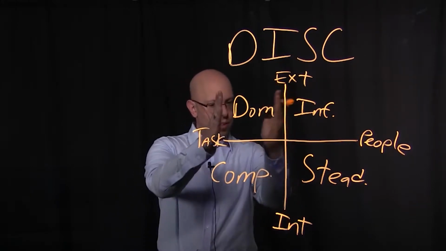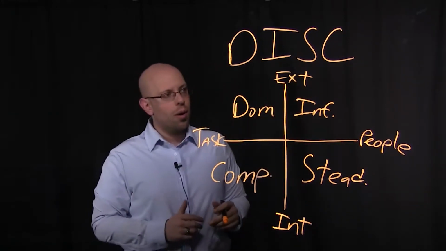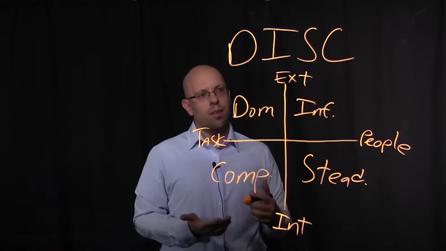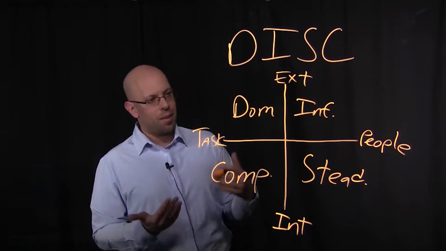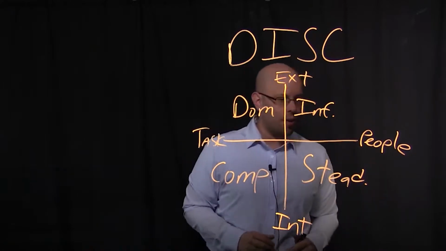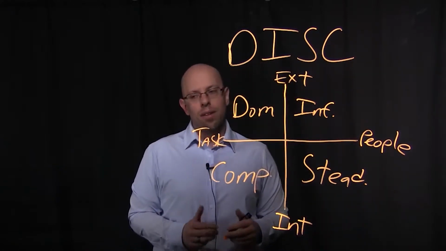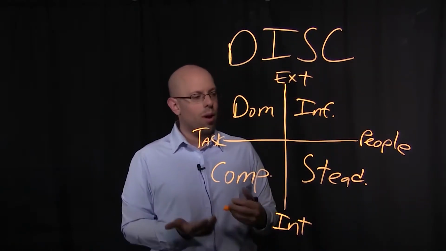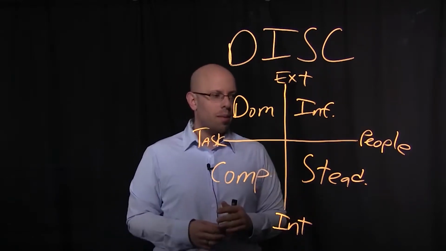If you are someone who is dominant, right over here, you like to be in control, you like to be assertive, you want to dictate the pace of work. If you're someone down here who is more steady, then you're the type of person who's very agreeable. You don't always want conflict. You are the glue that holds teams together.